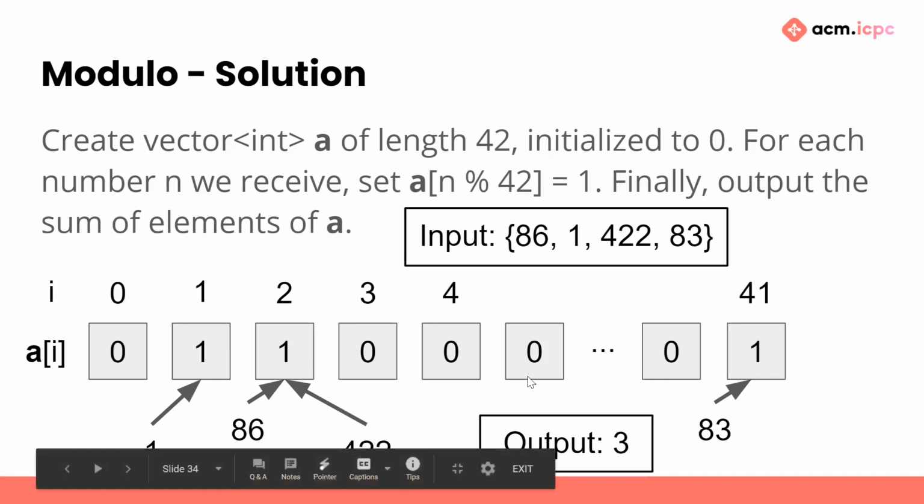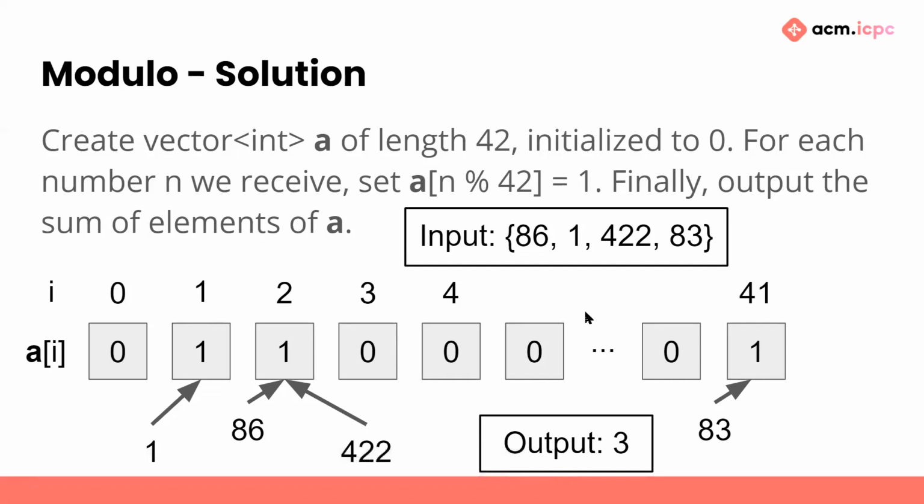Now, if you knew some fancy data structures, you could just make a set and then take the numbers mod 42, put them in the set, and output the set size. That's fine. That works too. But you didn't need to know that.